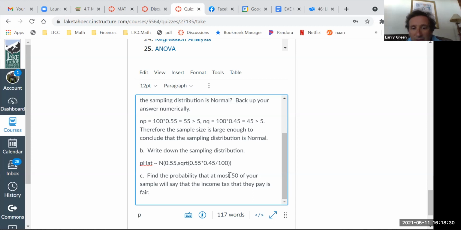So at most, does that mean big numbers or small numbers if it's at most 50? $50 would be the highest or lowest. Yeah, that's what I said. So what does at most mean? What inequality is it? Is it a less than or a greater than? Okay, and less than or equal to, but the equal doesn't matter with normal distributions.